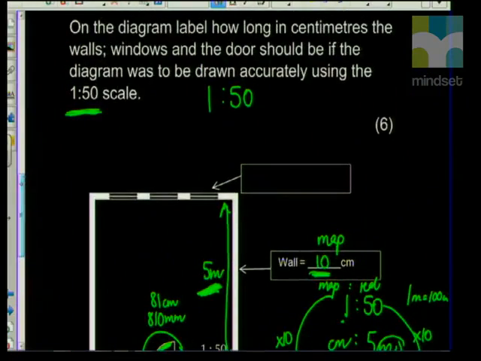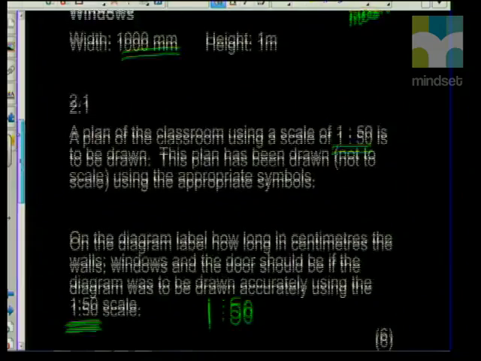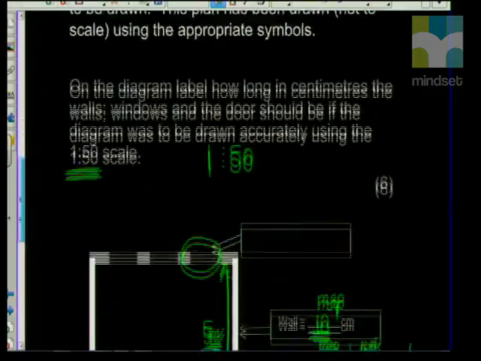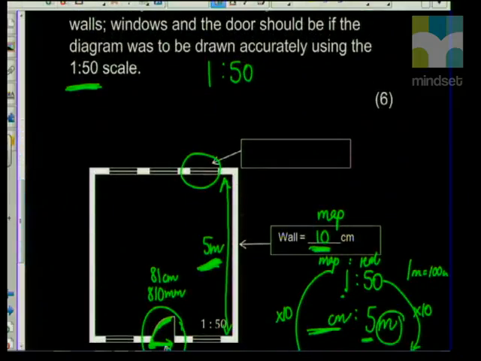Right, the last part is my windows. This is the symbol for windows, and if you look back in our instructions, they've said it's a width of 1,000 millimeters. So in real life, it is 1,000 millimeters. I'm again going to convert that to centimeters because I want an answer in centimeters, so it's easier to have them in the same units.